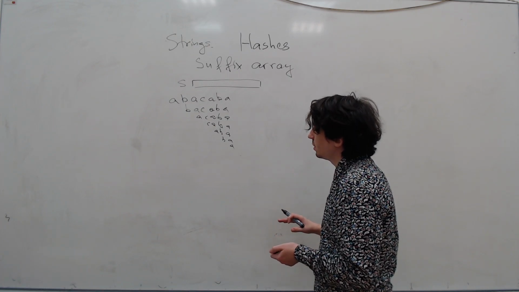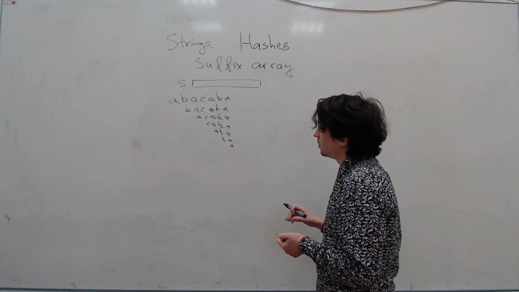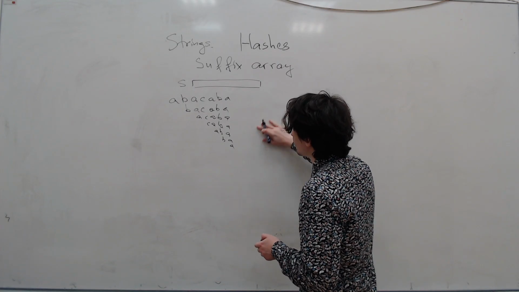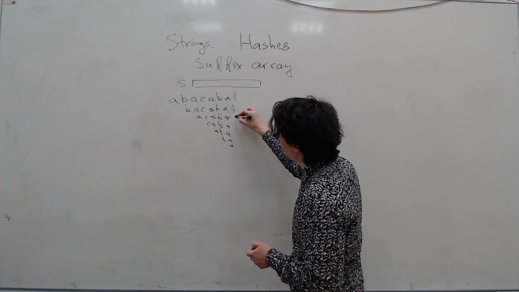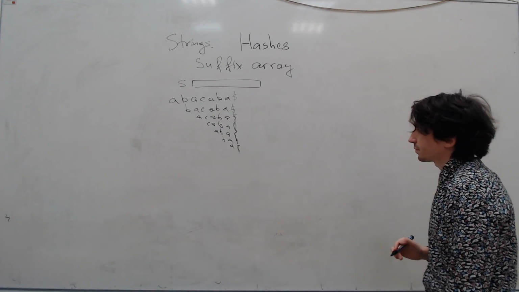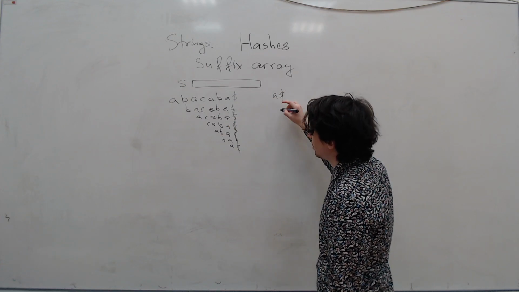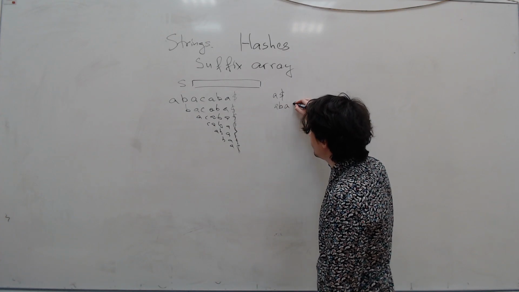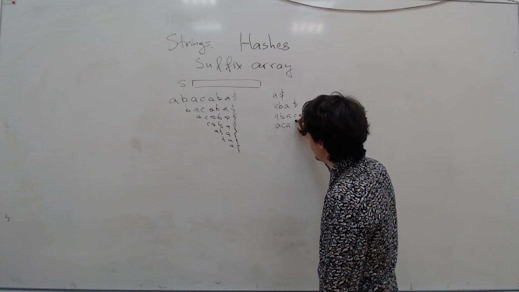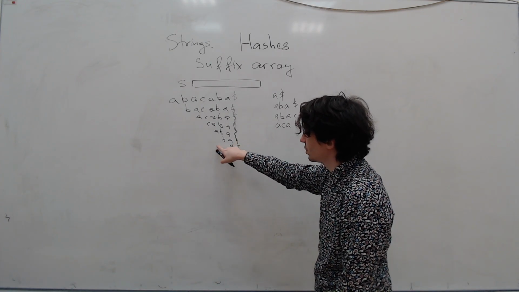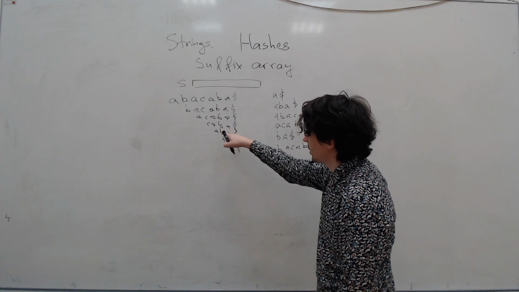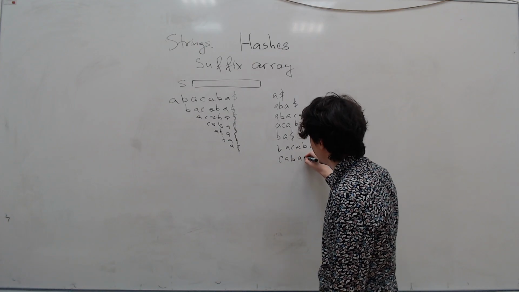What will be the resulting string? Like we add an additional character, dollar, to the end of this. Then it will be a dollar, then ABA dollar, then ABACABA dollar, then ACABA dollar. Then we have two suffixes that start with B, so this is BA dollar, BACABA dollar. And finally, one suffix that starts with C, it is CABA dollar.